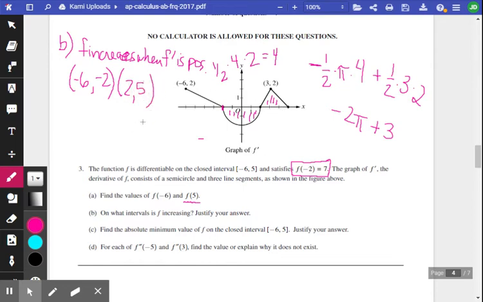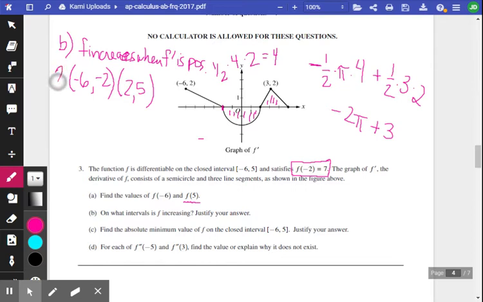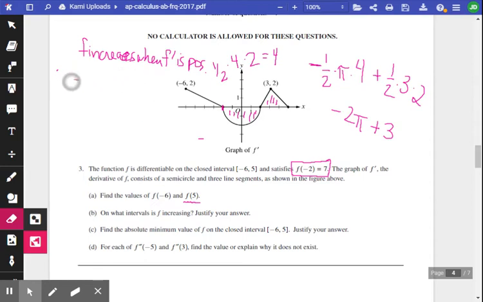So that's it. They also wanted me to justify my answer. So f increases when f prime is positive is enough of a justification. That's all you really need to say. And you get 2 points for that. So now hopefully we've done 5 points worth that you feel pretty confident that you could get correct. Maybe this isn't so bad.